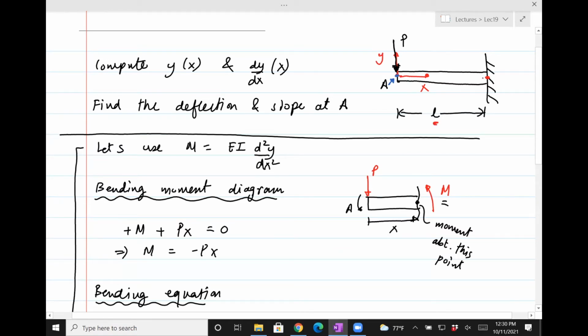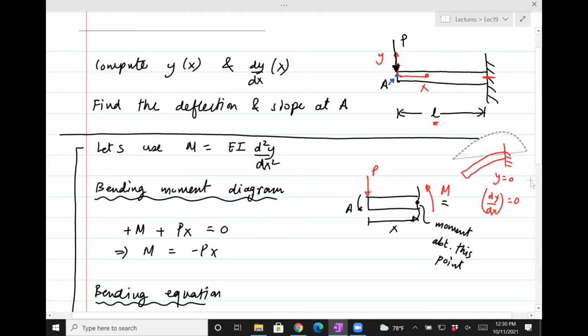And also the first derivative of y with respect to x at this point is going to be 0 because that point does not deflect. It deflects, but the slope is 0. So the slope here is 0. It will be something like this. So y is 0, dy by dx is 0 at this point.